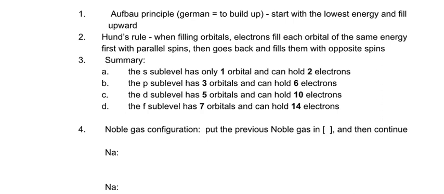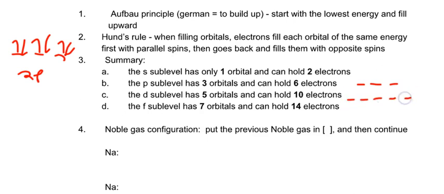That's what I was talking about with the 2p. Here's my 2p, right? I fill each one up first, and then I go back down and fill them with the opposite spin. So when I go through something like 2p and 3d, I'm doing Hund's rule. And then in summary, the s only has 1 orbital and can hold 2 electrons. The p has 3 orbitals, and it can have a total of 6 because I can put 2 in each of these. The d has 5, 1, 2, 3, 4, 5, and it can hold 10 electrons. The f has 7, can hold 14.